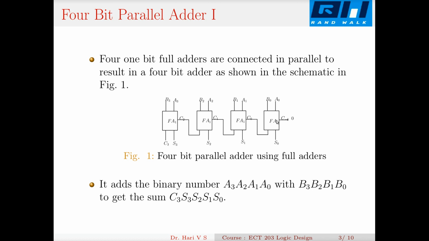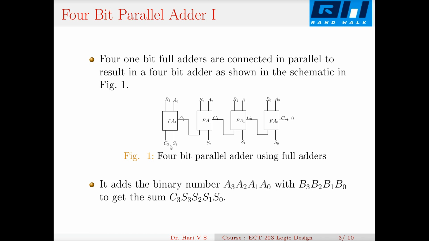This is FA0. This is the first full adder, the 0th stage. Its outputs are a sum bit S0 and a carry. The carry is connected to the carry input of the second stage, that is FA1, to which A1 and B1 are applied. This FA1 produces a sum S1 and a carry output that is connected to FA2. Here it adds C1, B2 and A2. Its sum is S2, and the carry output is C2. C2 is given to the last full adder stage, to which B3 and A3 are given. Its sum is S3 and the carry is C3.